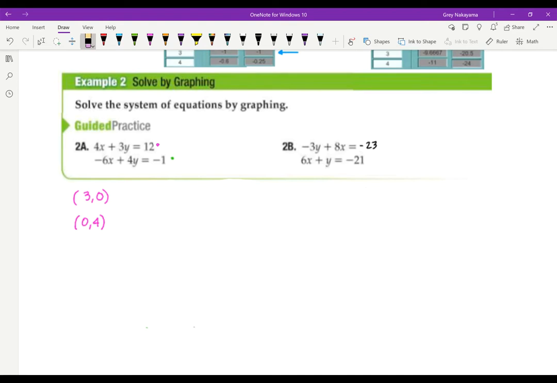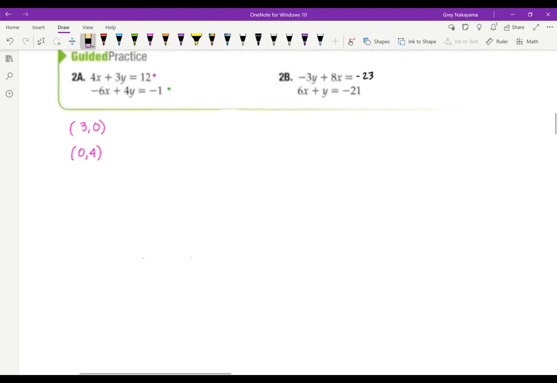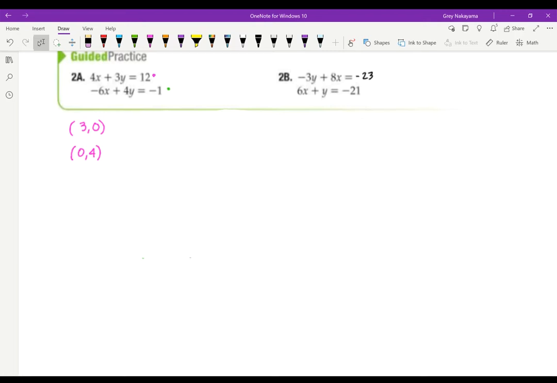But one of the things I want to talk about before I go further with that is how to find the slope of a line in standard form. So one second, please.